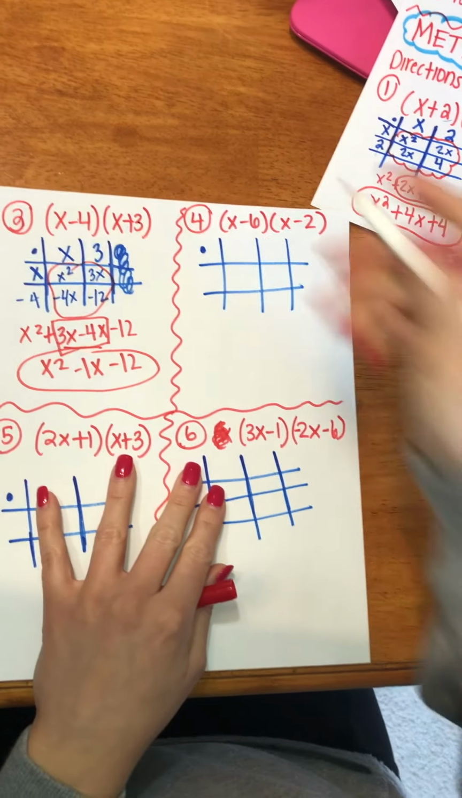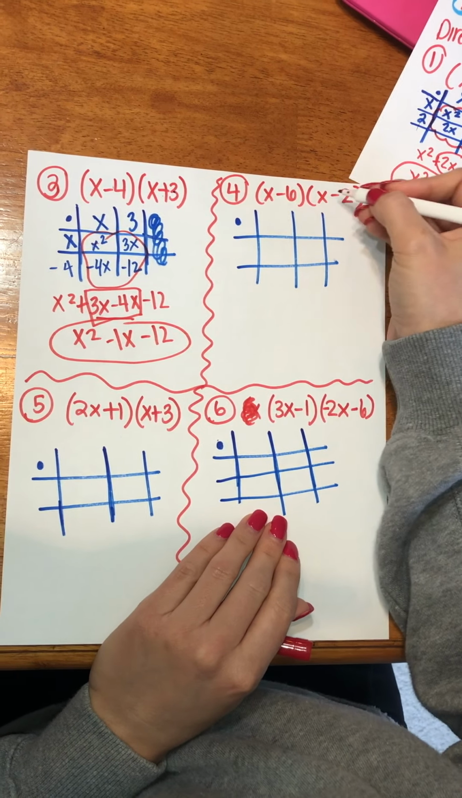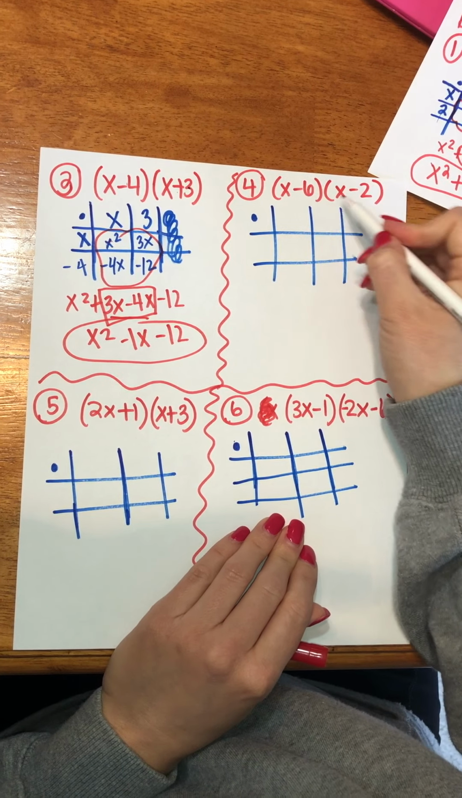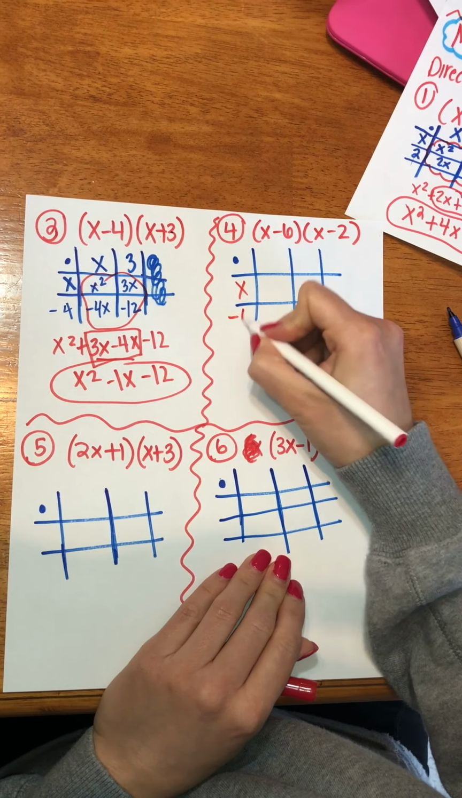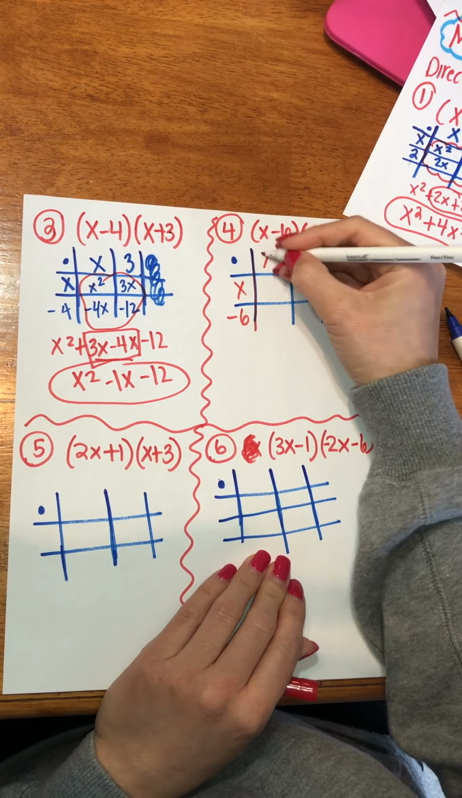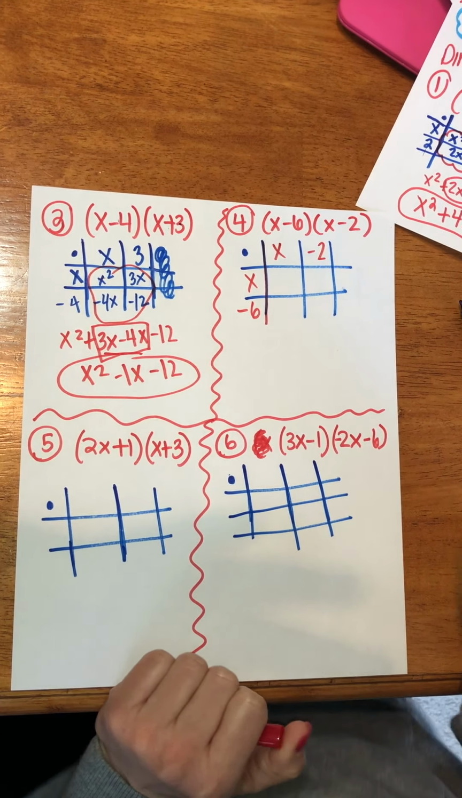All right. X minus 6 times x minus 2. This goes left, this goes top. All right, you write these down, and if you want to pause the video to try to do it before I show you the answer, that's probably a smart idea.